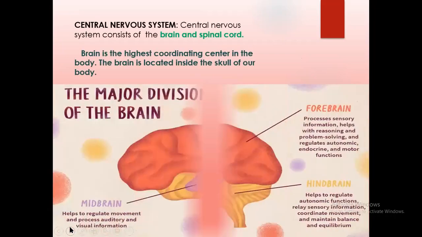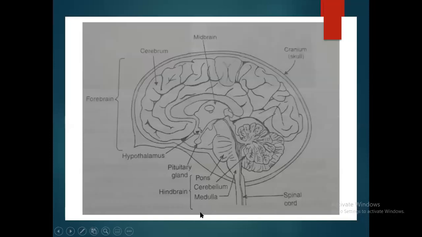What is the central nervous system? The central nervous system consists of the brain and spinal cord. The brain is the highest coordinating center in the body. The brain is located inside the skull of our body. This brain is covered with a bony box, known as the cranium. And this brain is divided into three parts, that is forebrain, midbrain and hindbrain.